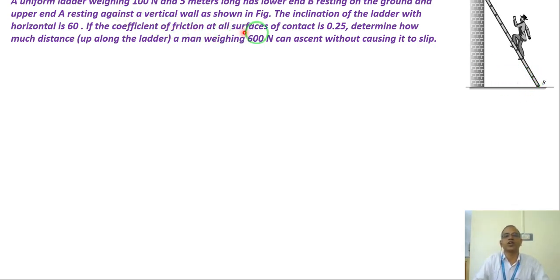If the coefficient of friction at all surfaces of contact, that means this is one surface of contact, and here is another surface of contact at the wall, so at both the coefficient of friction is 0.25. Determine how much distance up along the ladder he is climbing, somewhere he will slip and fall down, right? Up along the ladder, a man weighing 600 Newton can ascend without causing it to slip. So it means basically how far up he will go without falling down. Okay, very simple. Just take the ladder and draw the free body diagram.